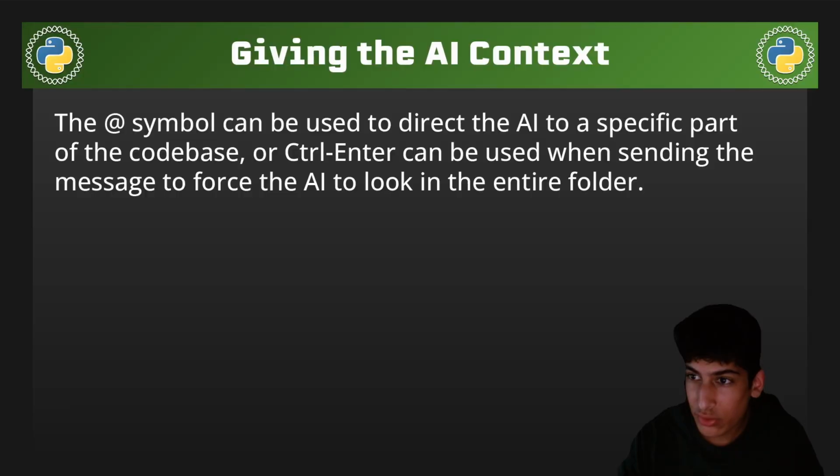So when navigating through a large code base that you don't really know about, it can be useful to give the AI some context on where you want it to look so that you can understand what's going on inside a specific part of the code. In order to do this, you can use the @ symbol inside the chat to focus on a specific file or section of code. Or when sending the message, you can press Control Enter to make the AI look in the entire folder, which contains all of the code, so it looks in the entire code base.